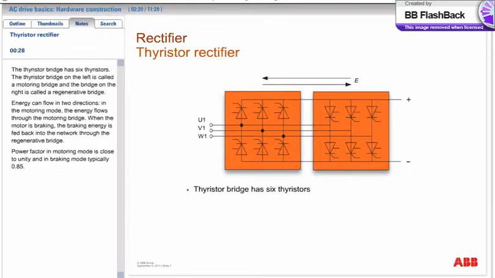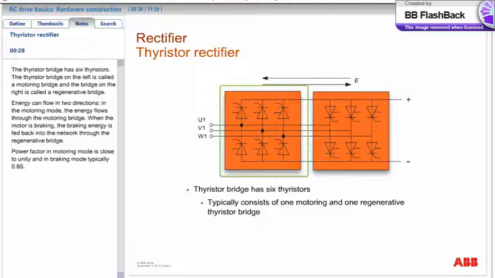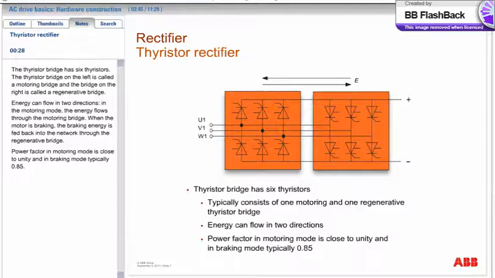The thyristor bridge has 6 thyristors. The thyristor bridge on the left is called a motoring bridge, and the bridge on the right is called a regenerative bridge. Energy can flow in 2 directions. In the motoring mode, the energy flows through the motoring bridge. When the motor is braking, the braking energy is fed back into the network through the regenerative bridge. Power factor in motoring mode is close to unity, and in braking mode typically 0.85.